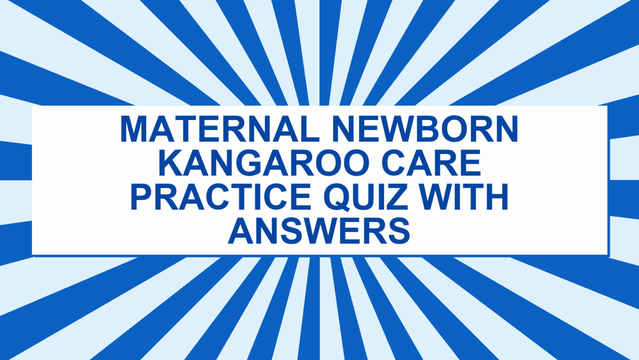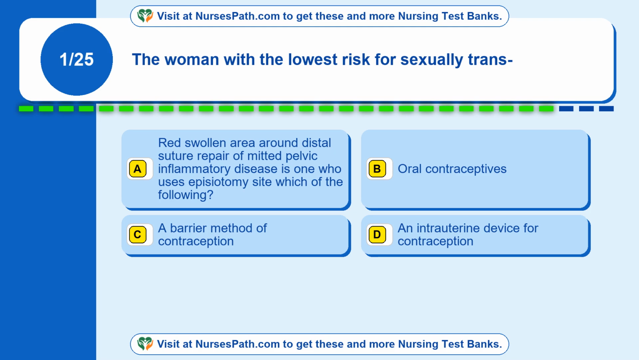Maternal Newborn Kangaroo Care Practice Quiz with answers. Question 1. The woman with the lowest risk for sexually transmitted pelvic inflammatory disease is one who uses which of the following? Option A. Red swollen area around distal suture repair of mid-pelvic episiotomy site. Option B. Oral contraceptives. Option C. A barrier method of contraception. Option D. An intrauterine device for contraception.